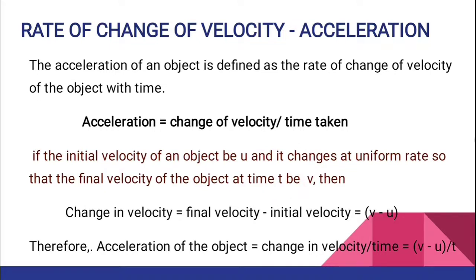So acceleration is change of velocity upon time taken. So we can say acceleration of the object is equal to v minus u, because v minus u is the change in velocity, upon the total time t. So we have the formula for acceleration: v minus u divided by t, where v is the final velocity of the object after time t and u is the initial velocity of the object.